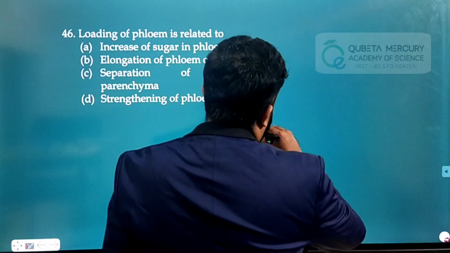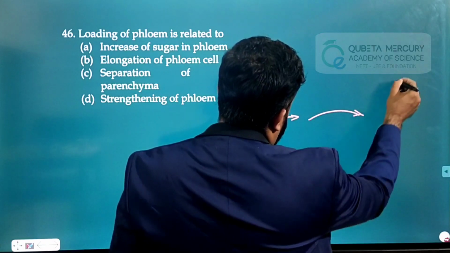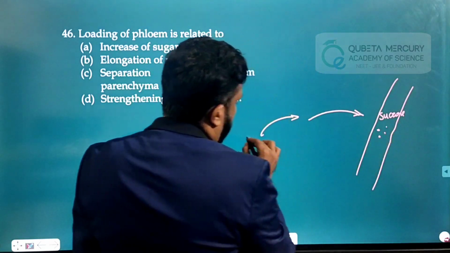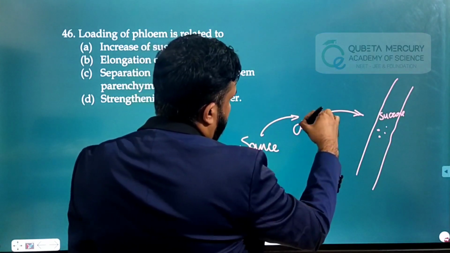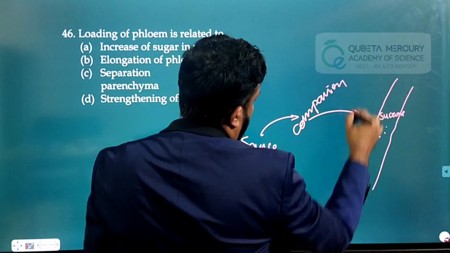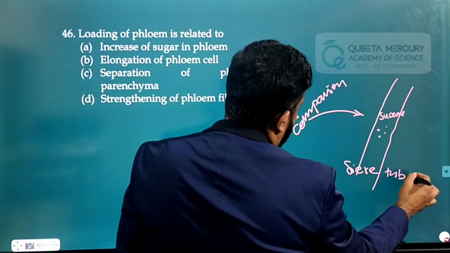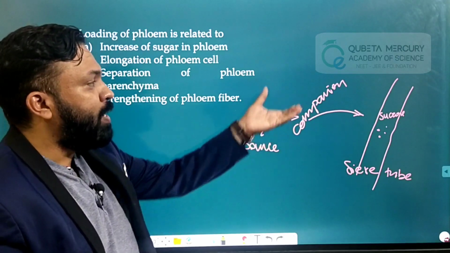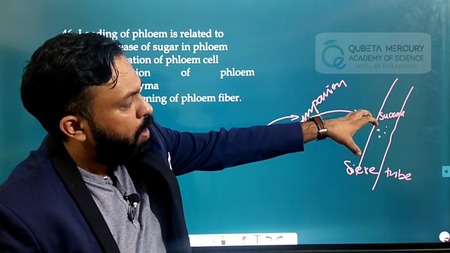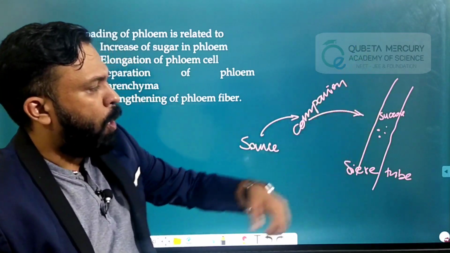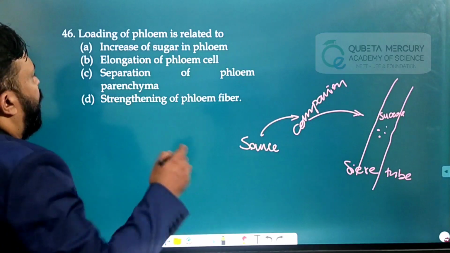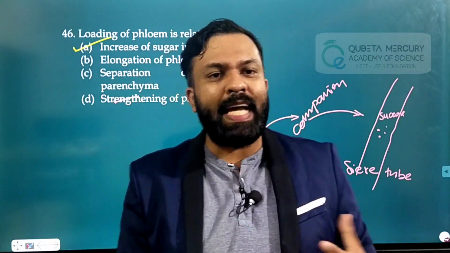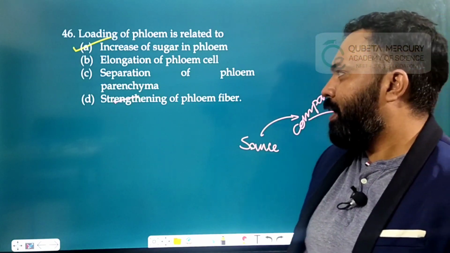Phloem loading is the two-step transport of sucrose. The sucrose is transported at first from the source cell to the companion cell of phloem and from the companion cell to the sieve tube of the phloem. The two-step active transport of sucrose, associated with the pumping out of protons, is called phloem loading. Thus, phloem loading is associated with the increase of sugar, increase of sucrose in the phloem, increasing the food of phloem. That is phloem loading.